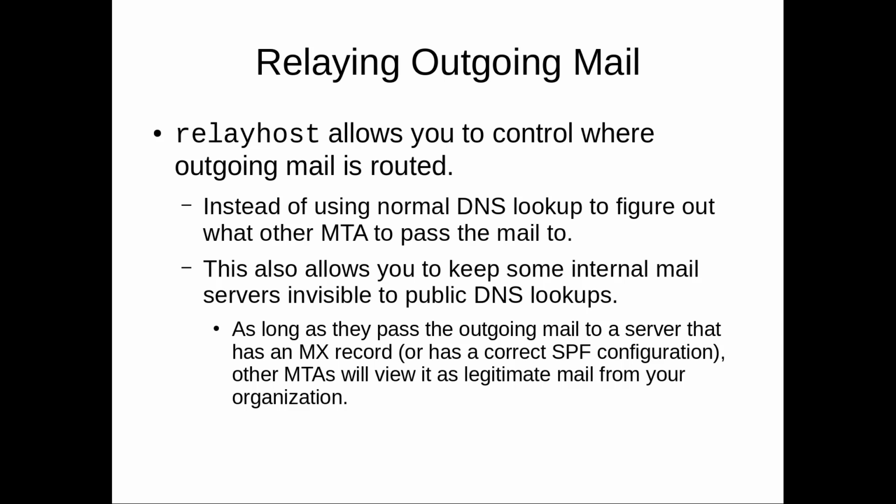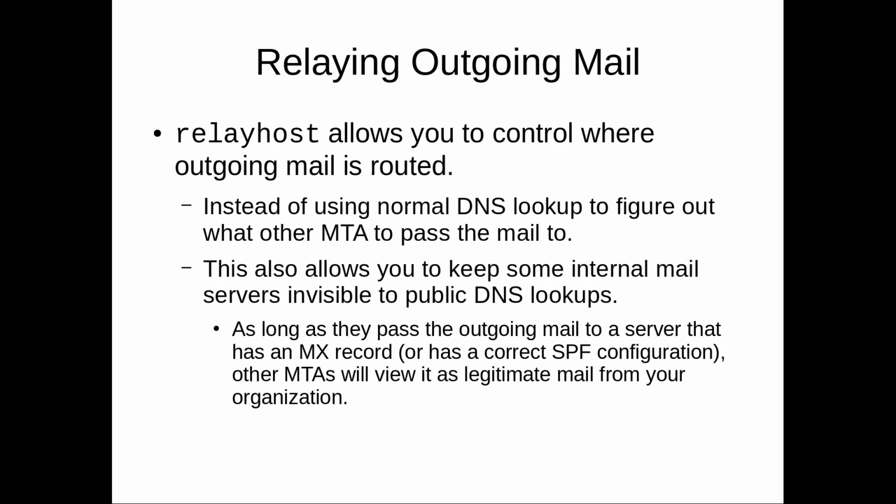You can do similar kinds of relaying for outgoing mail as well. For that, we would use relayhost. Now, normally, as we've already seen, when you are sending outgoing email, your server will do a DNS lookup to try to find the MX record for the receiving domain and pass the email to that server. But you can override that. If you use relayhost, you can specify this machine is not going to do a DNS lookup. It will just pass all outgoing email to some other server.